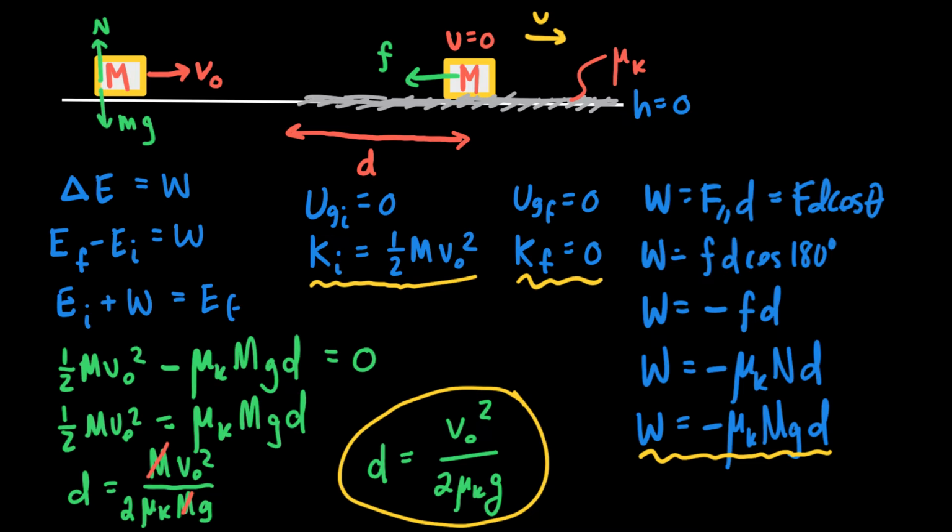So if I were to have the box moving with twice the initial speed, since the relationship between d and the initial speed is a squared relationship, d is proportional to v naught squared. If it were traveling with twice the initial speed, then it would travel 4 times as far on the rough surface. The only other variable that it depends on besides the acceleration due to gravity is the coefficient of friction between the surface and the block, which makes sense.